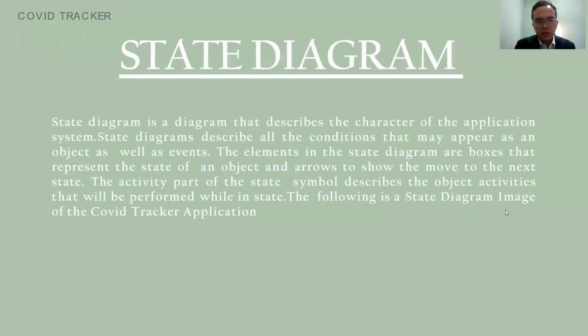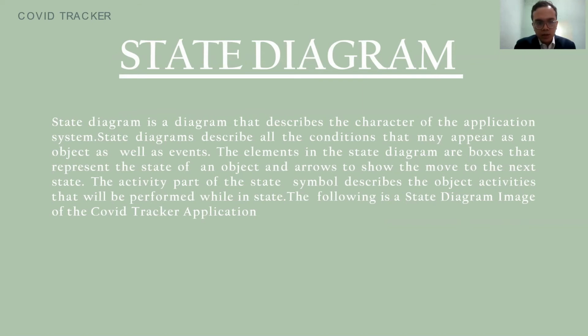State diagram. State diagram is a diagram that describes the character of the application system. State diagrams describe all the conditions that may appear as an object as well as events. The elements in the state diagram are processes that represent the state of an object and allow showing the move to the next step. The activity part of the state symbol describes the object, the activities that will be performed while in that state.